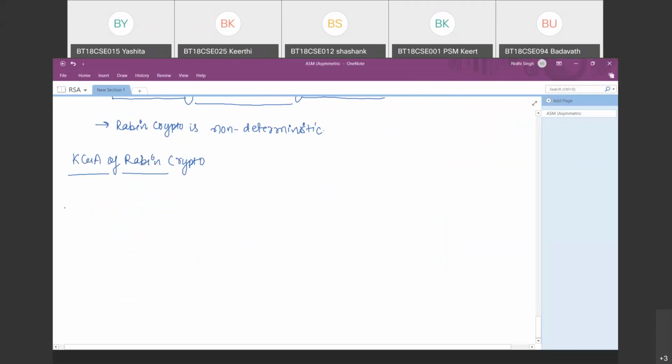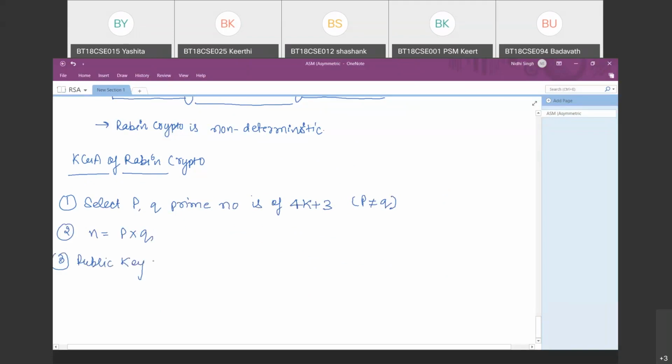So the key generation algorithm says we have to select 2 large prime numbers, P and Q, but the condition is that these prime numbers are of the form 4k plus 3, and P is not equal to Q. Second, you have to calculate the value of n, that is P into Q, and my public key will be only one value, that is n, and my private key is P comma Q. Simple.